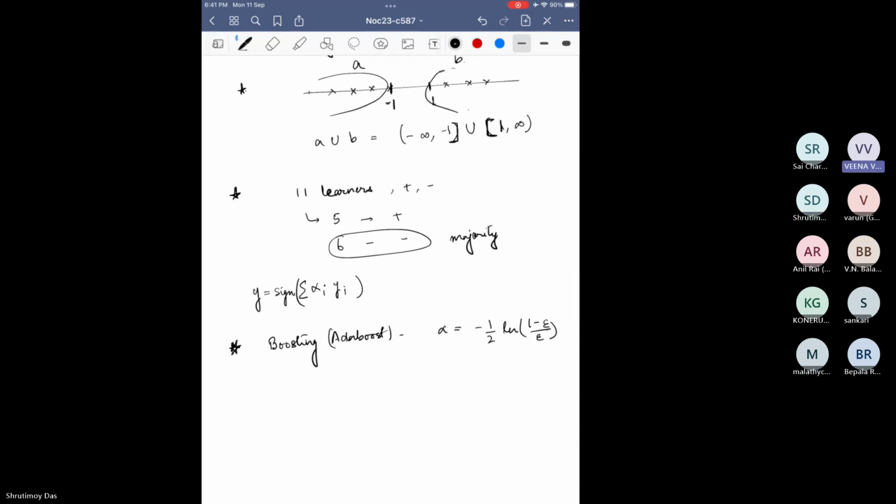And this alpha keeps changing across learners, right, sir? Yeah. So your alpha depends on the error epsilon of the learner that you have. Each time you have a new learner, it will have a different alpha with respect to the previous ones. It is different. Okay, sir.